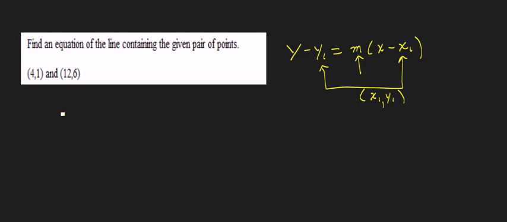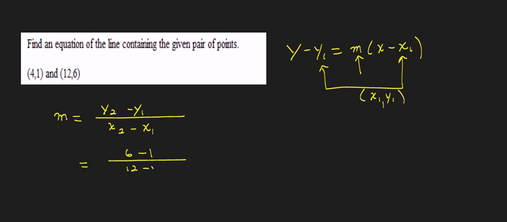Well, they didn't give us the slope, but we can figure that part out ourselves because we have these 2 points. So we're going to find the slope first. Remember, slope is y2 minus y1 over x2 minus x1. And we just plug in: 6 minus 1 over 12 minus 4, which gives us 5 over 8.